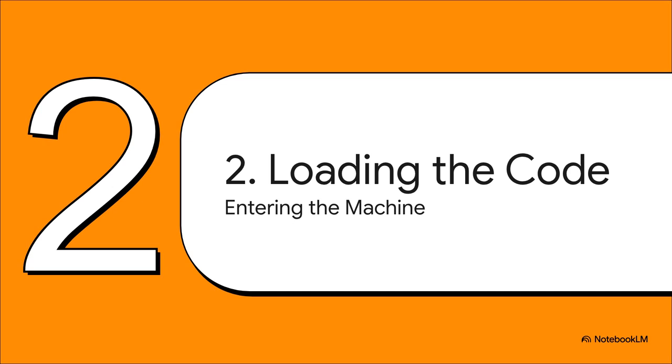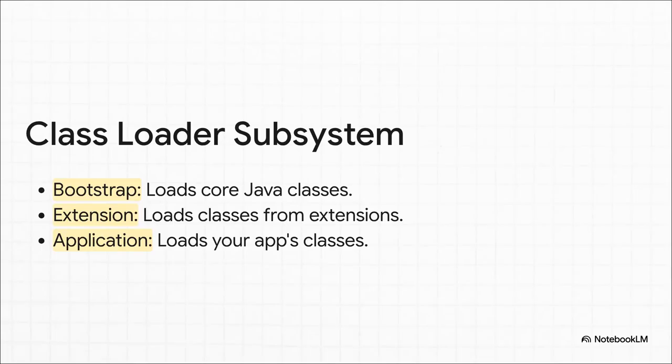All right, our tour kicks off at what you could call the loading dock. Before the JVM can do anything, it needs to get the raw materials, your compiled Java code, inside the machine. Now, this isn't a job for just one guy. The JVM has a specialized team called the Class Loader Subsystem. Think of it like a three-person crew. The Bootstrap loader is the heavy lifter, bringing in all the essential core Java parts. The extension loader handles any optional add-ons. And then the application loader, well, that one's in charge of loading your specific program.